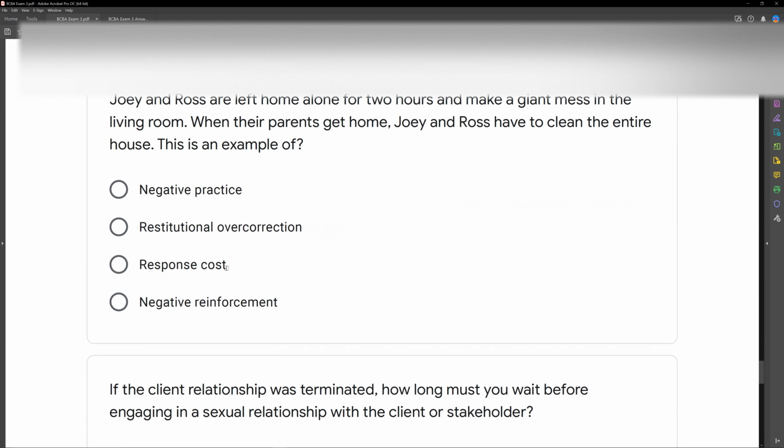Response cost, we're removing something. Typically in token economies, this is used, but we're removing something contingent on behavior. Negative reinforcement, not a punishment procedure. So in this case, what's happening? Well, they make a giant mess. Then when they get home, they have to clean the entire house. Well, they made the mess in the living room. If we're repairing the living room plus more, this is a good example of restitutional overcorrection. Pretty easy question, right? Not too hard. Take advantage of the easy questions. Get those right.